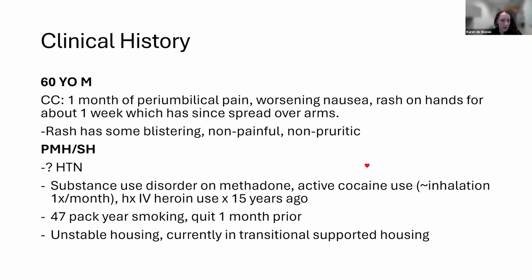So this was a 60-year-old man who initially presented with 1 month of periumbilical pain, worsening nausea, and a rash on his hands, which had been present for about a week, but had spread upwards through his arms. It had some blistering, but was non-painful and non-pruritic.